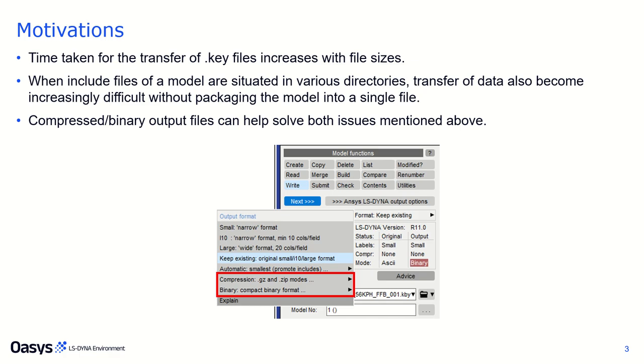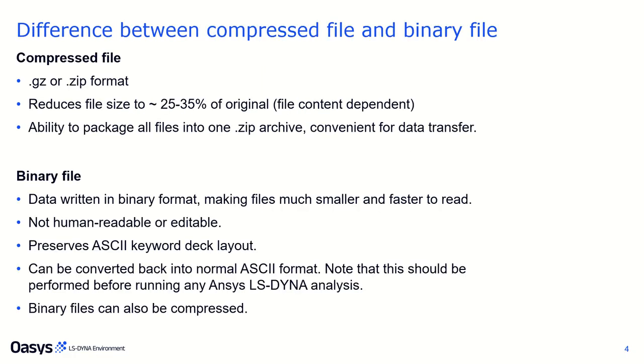And how you can access these compressed/binary output files is through the image below. Inside model.write, if you look at format and click on it, then you would see these two different modes called compression and also binary. So let's look into both of these output files in a bit more detail. What are the differences between a compressed file and binary file?